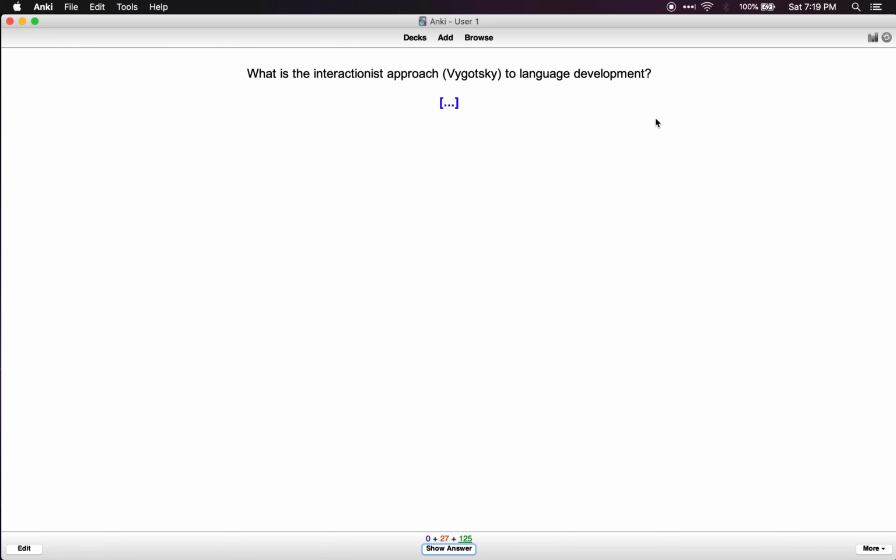What is the interactionist Vygotsky's view of language? Vygotsky is a social theorist, and he thought that language and thought were separate, and we are eventually able to converge them together through socialization.